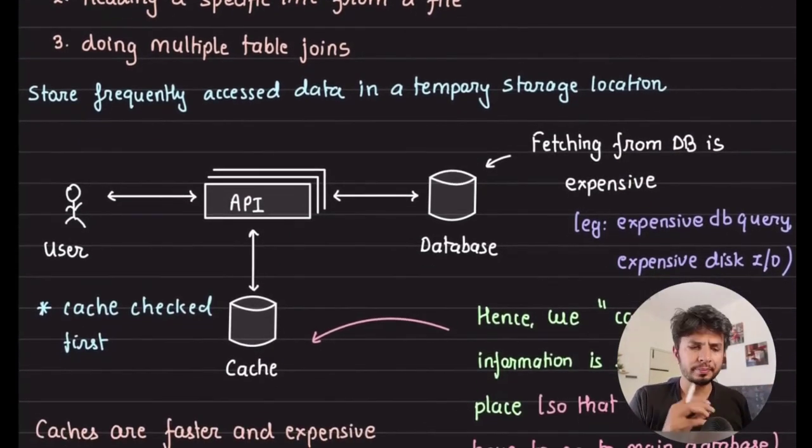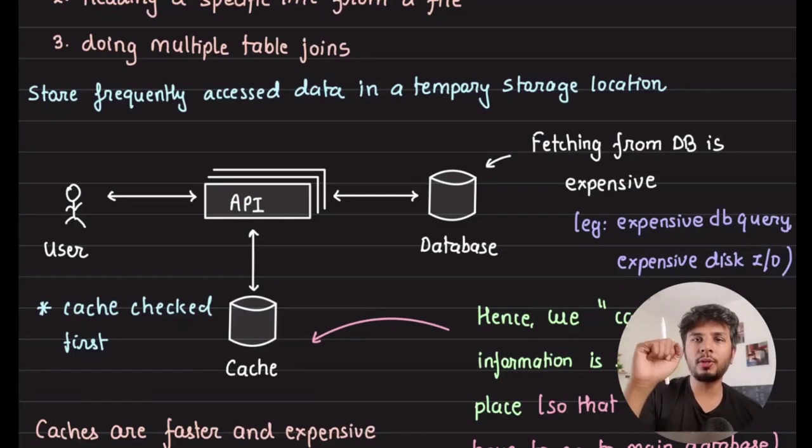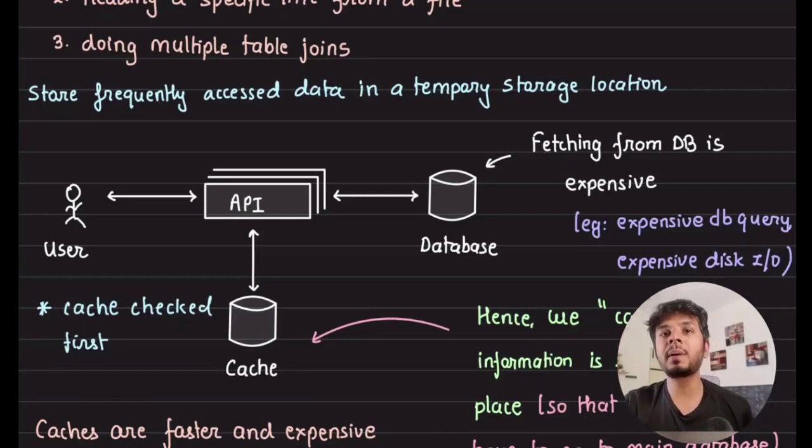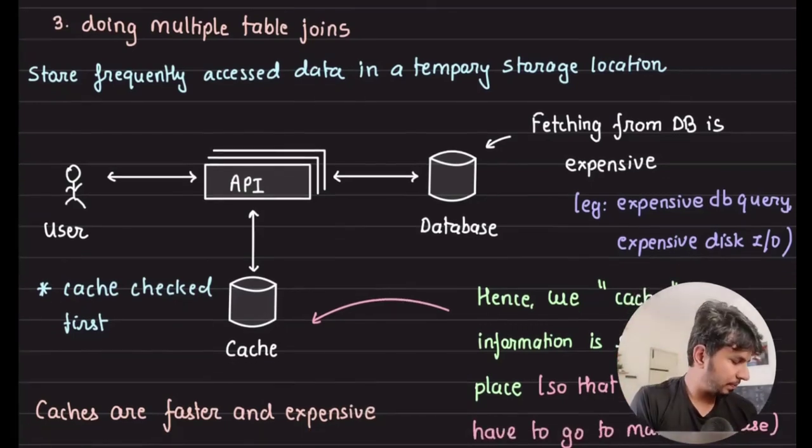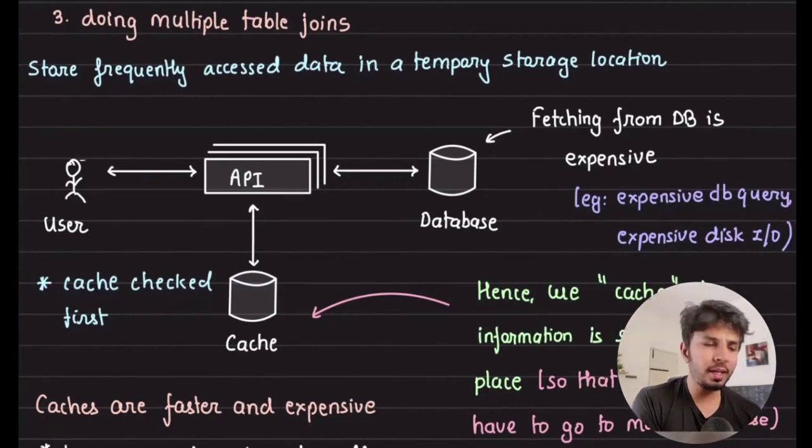Now, in most cases, caches are a temporary storage location, which means that if that cache goes down, there is not much impact. There is a bit of performance impact, but if your cache goes down, your data would anyway be coming from the database. I'll give an example. Let's say your user made a call to your backend. It came to our API server.